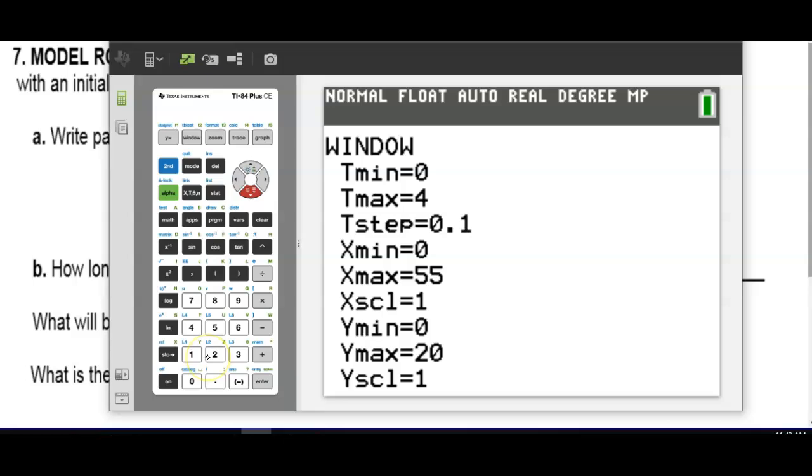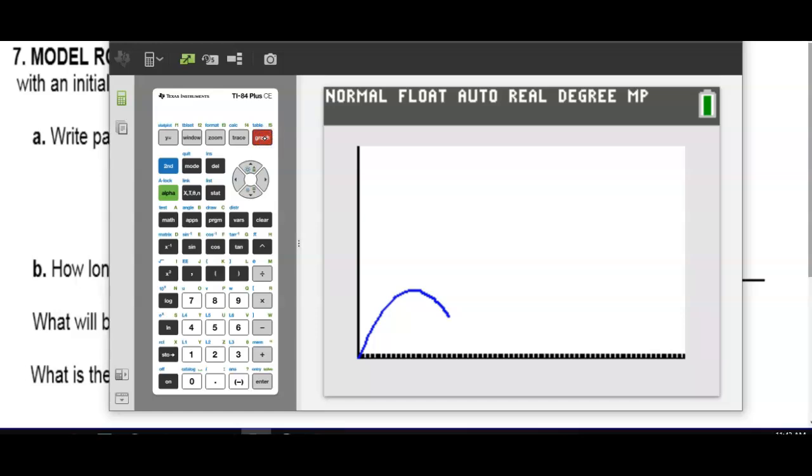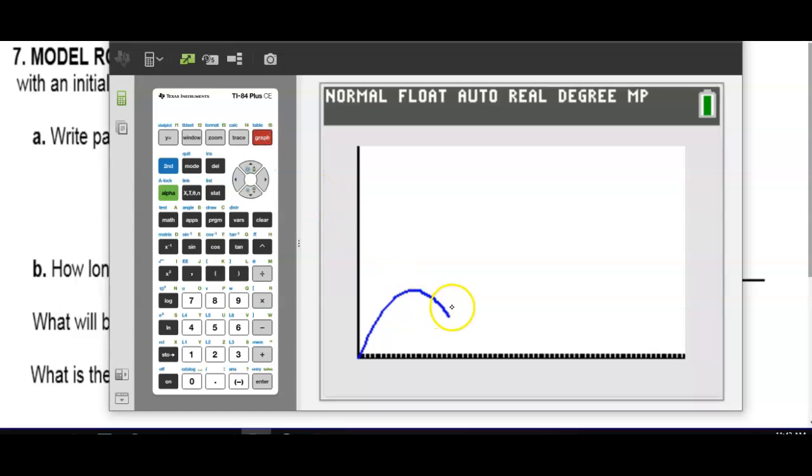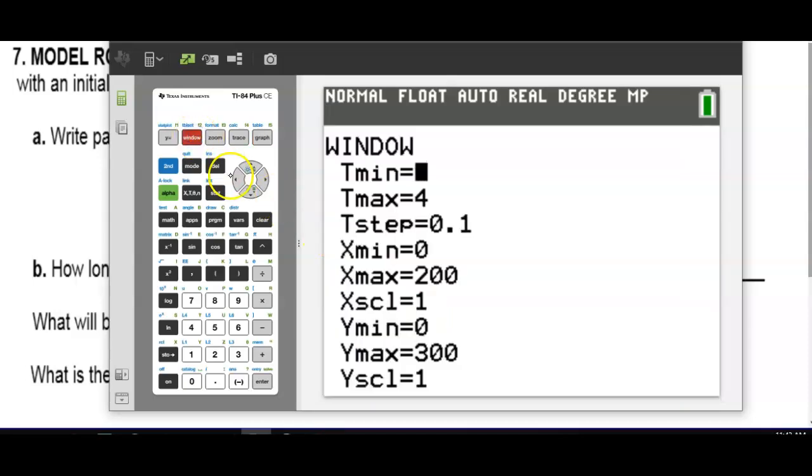I'm going to assume it goes pretty far away. I'm going to put 200. And I think the height might be even more than that. I don't know. I'll try 300, see what happens. Oh my goodness. Okay, didn't need that big of numbers on either end, but it's stopping in midair because I don't have my t value far enough. I'll put 6 seconds. Let's see.